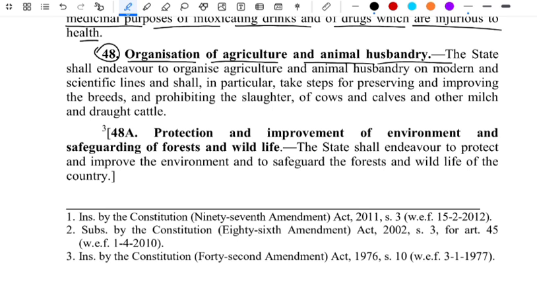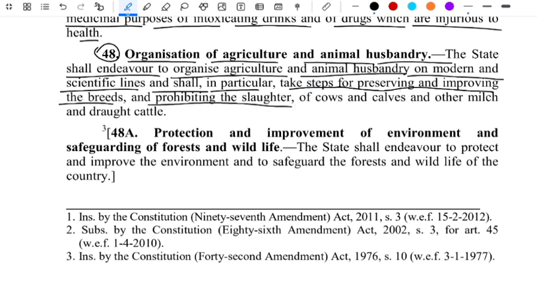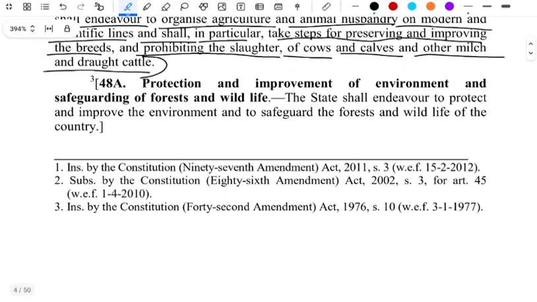It says that the state shall endeavor to organize agriculture and animal husbandry on modern and scientific lines, and shall in particular take steps for preserving and improving breeds, and prohibiting the slaughter of cows, calves and other milch and draught animals. This is a concept from science, like what is a milch animal and what is a draught animal. You have to comment on them so that everyone benefits, which is a milch animal and which is a draught animal.